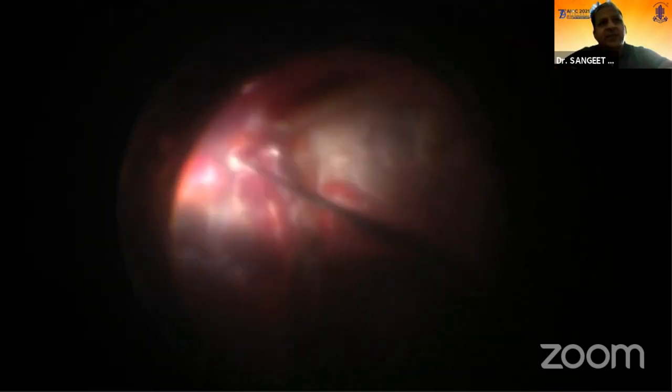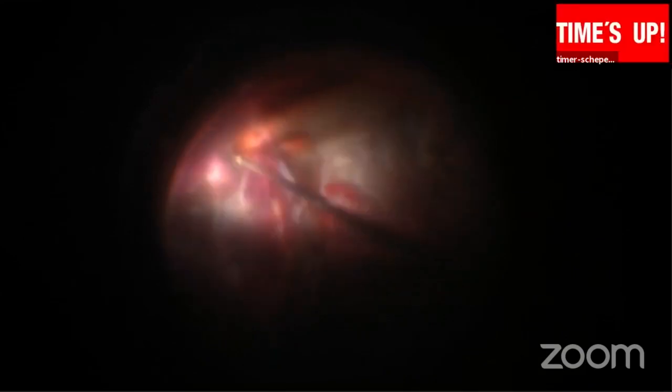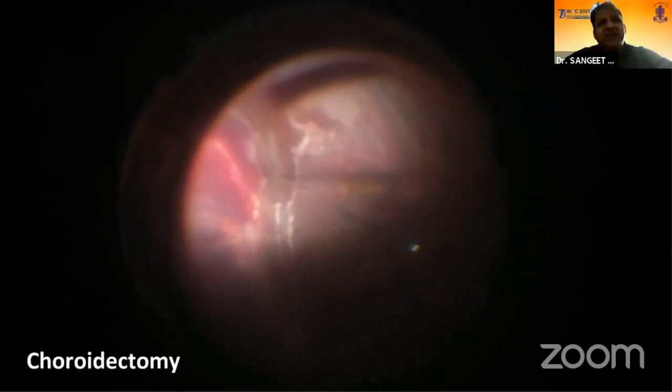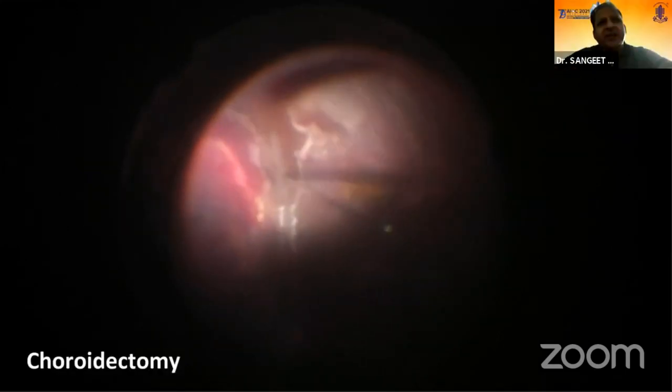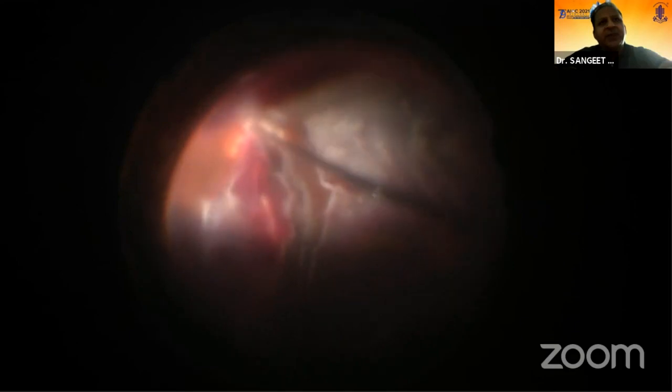What we did in this patient after doing the retinectomy was, along the retinectomy edges, we just created a 1 millimeter zone of choroidectomy. We just did a small strip of choroidectomy around this incarceration site, about 1 to 2 millimeters all around.